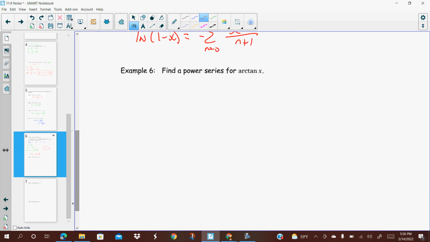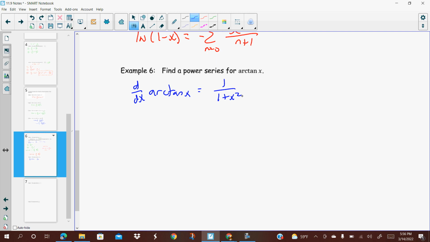Find a power series representation for the arctangent of x. Once again, arctangent of x is not in that form, but as I've been mentioning for most of the year, you need to know its derivative pretty quickly because it is one of the more common ones we deal with. So I know that if I were to take the derivative of arctangent of x, that's going to be 1 over 1 plus x squared.